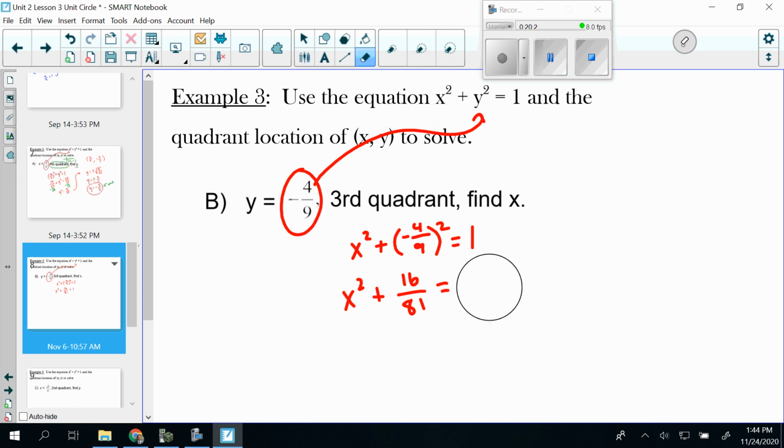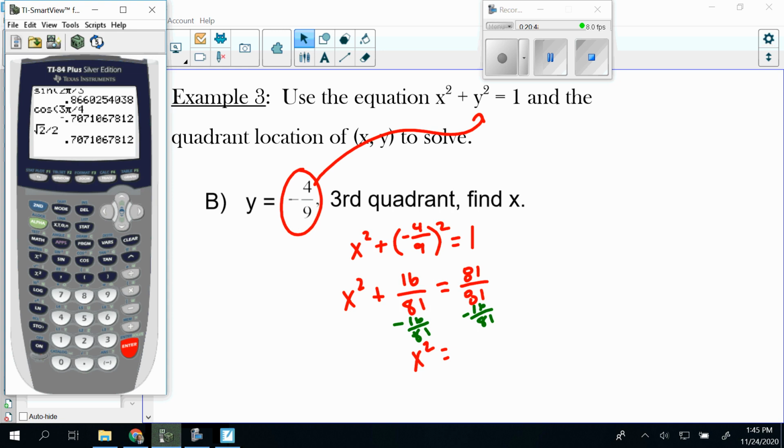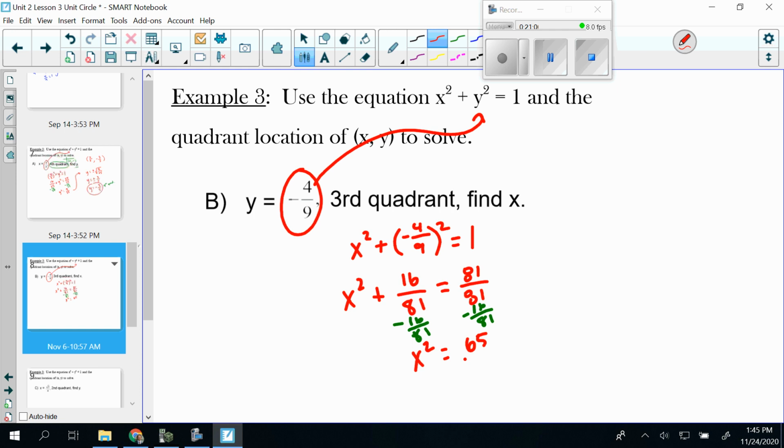I'm going to, again, change this. Let's get a common denominator. Let's think of this as 81 over 81. So now it's minus 16 over 81. So now we got x squared being equal to, if you subtract that, I'm going to get a calculator to help me on this one. Let's see, 81 minus 16 gives me 65. So this is 65 over 81.